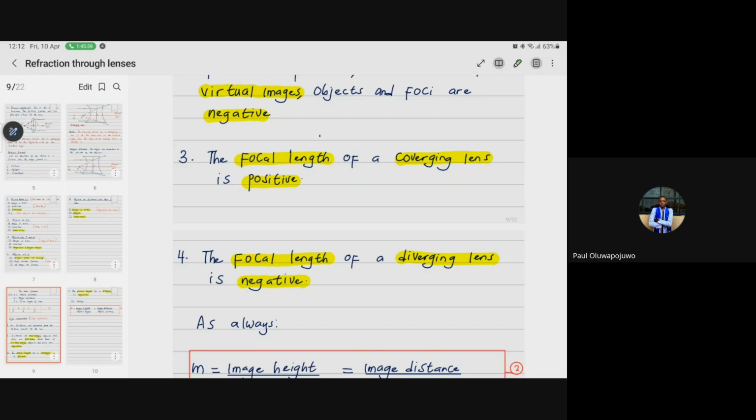Go ahead. If they do this, UV over V plus U equal to F, they will have 1,875 divided by 50 minus 50, divided by minus 50. That's minus 1,875 divided by minus 50. That will give us 37.5.